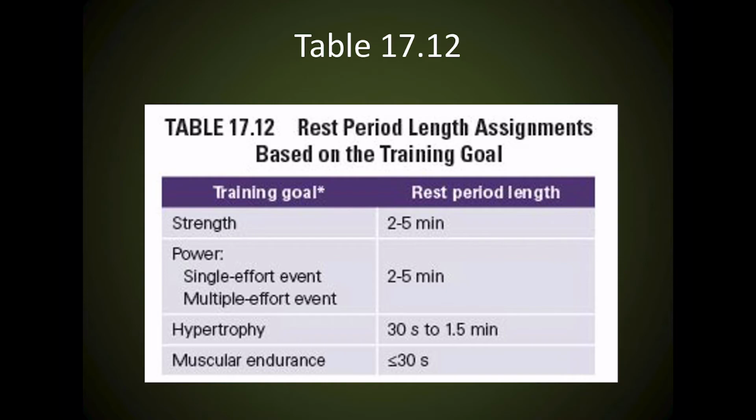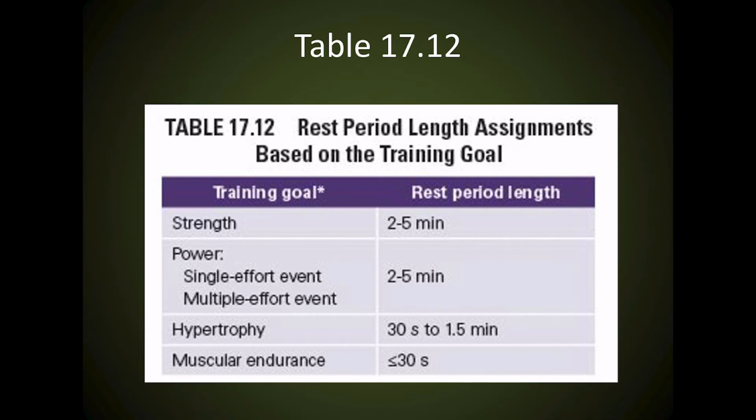In table number 17-12, this is looking at the rest period lengths. So for strength and power, you're looking at maybe 2 to 5 minutes. Sometimes it could be even 6 to 7 minutes, depending upon what the goal may be and how their particular training method and training style is.